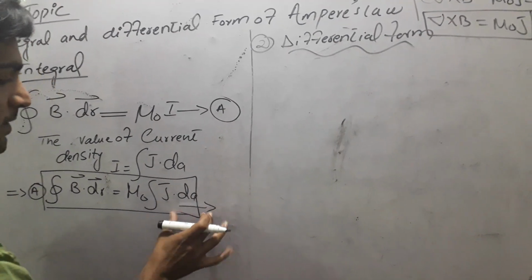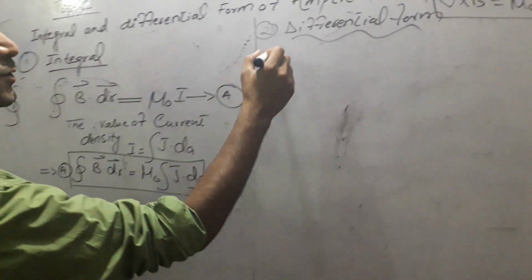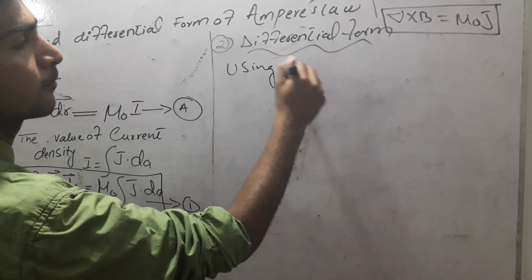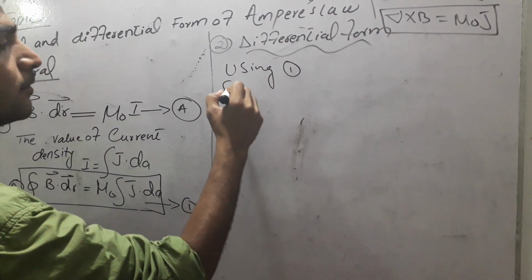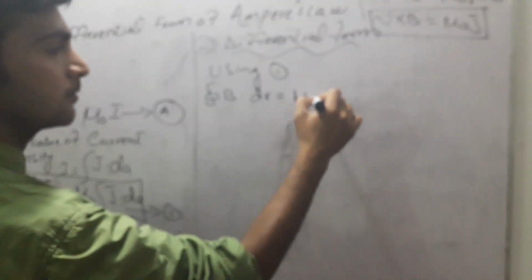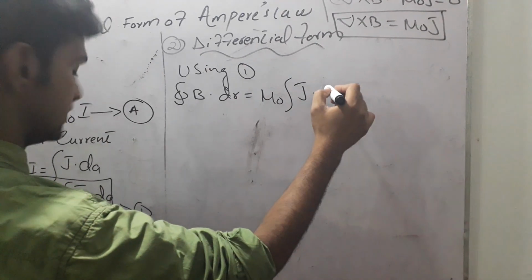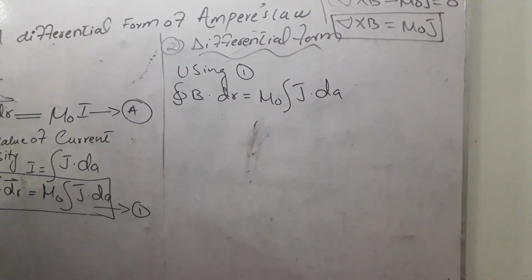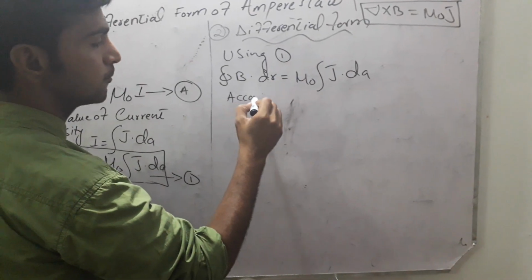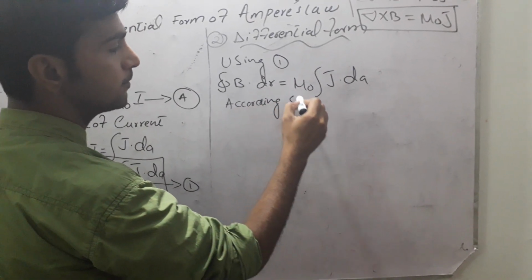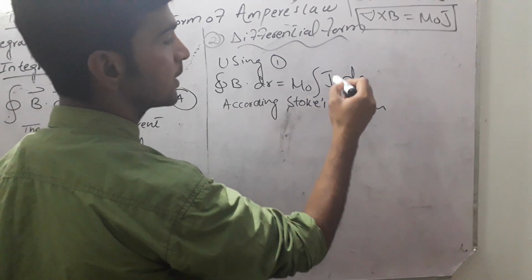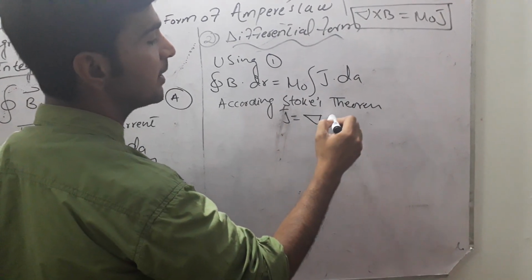Let's say this is equation 1. We're using this equation 1, that is integral B dot dr equals mu naught integral of j dot dA. So guys, you know about Stokes theorem: according to Stokes theorem, this j equals del cross B.